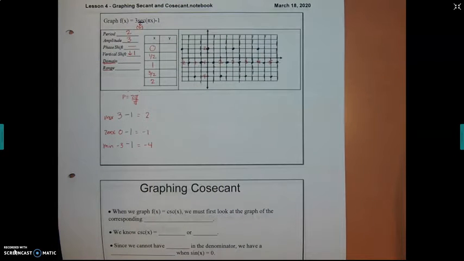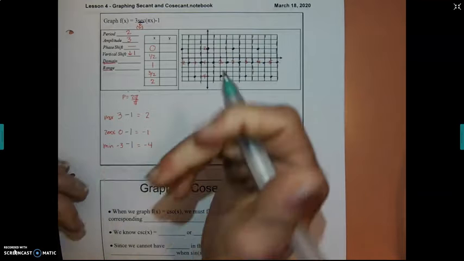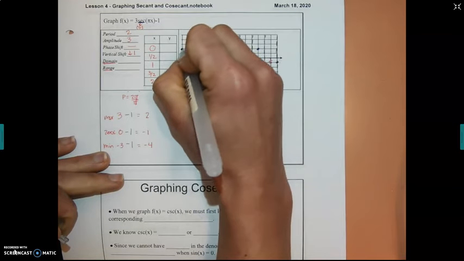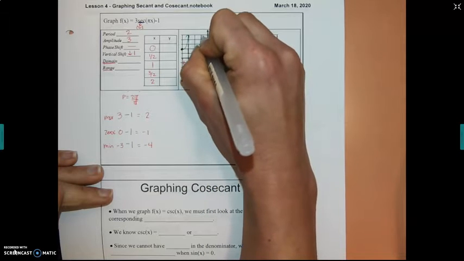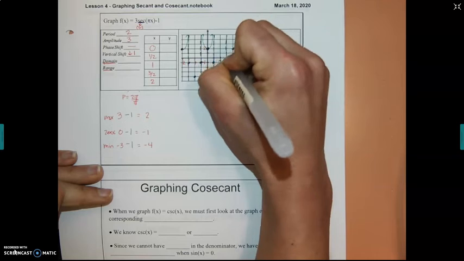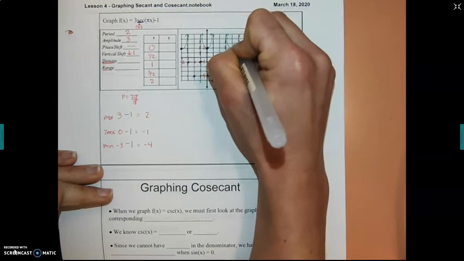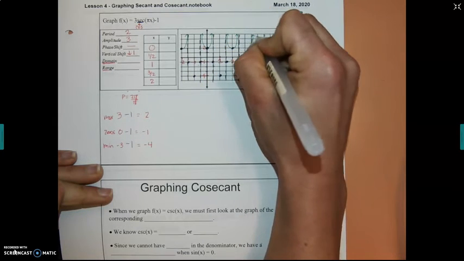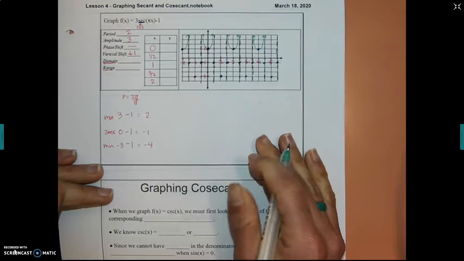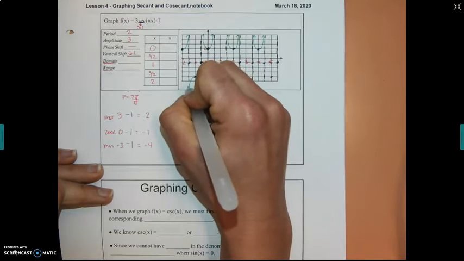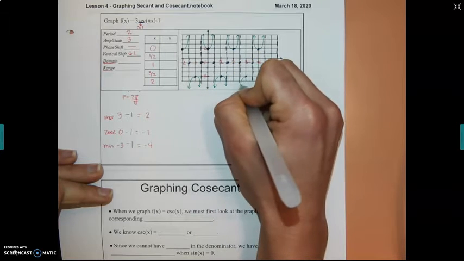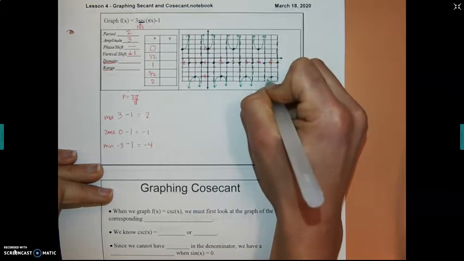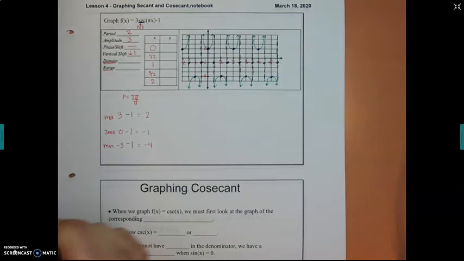And then to finish the graph, I saw that all of these maximum points that were on the cosine became little minimums for these little parts of the secant. So at every single time I see a max, I'm going to make that a little min for my secant graph. And every time I see a min, that's going to become a little max. Okay? And so this is what my secant graph looks like. So that's the finished secant graph there.